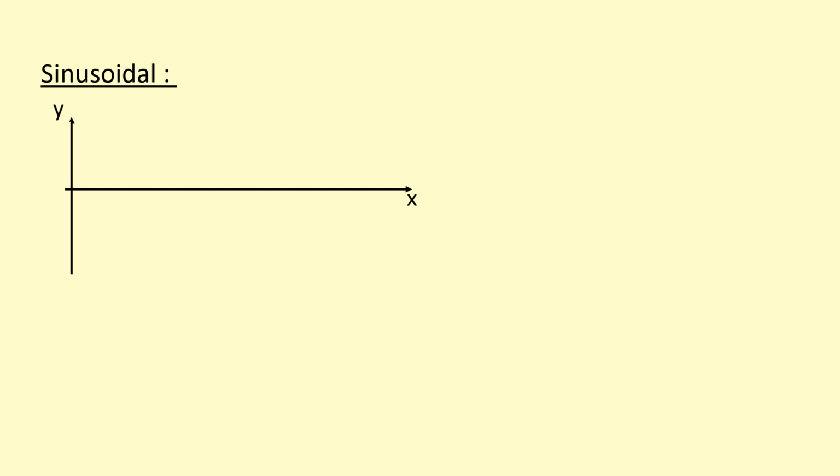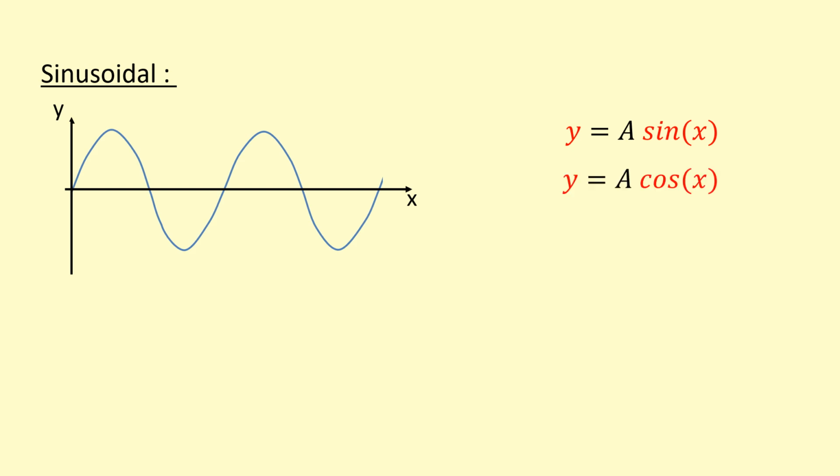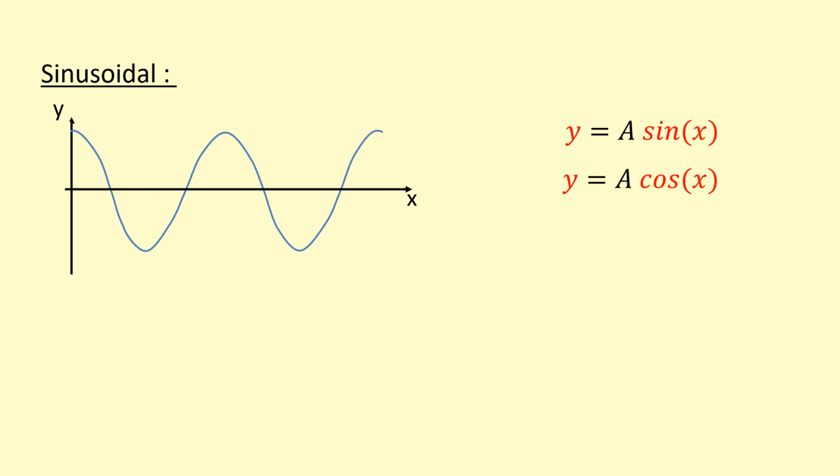Okay, next common function is the sinusoidal ones. So for example, y equals some constant times sine x, and that takes a form like this in the graph. Okay, another common one is y equals a cosine x, where a is a constant again. And that's the same function, but it's just shifted towards the left by 90 degrees.